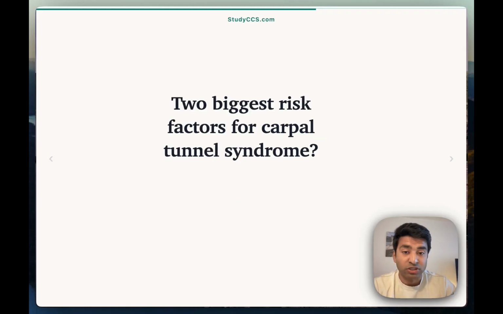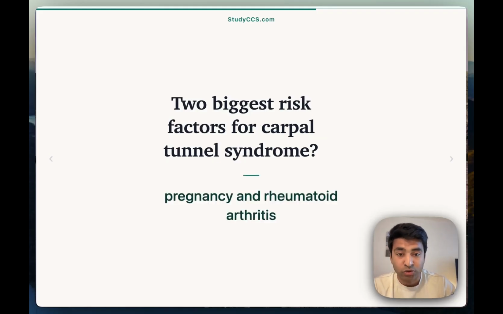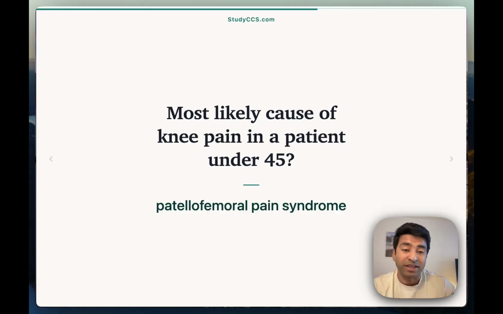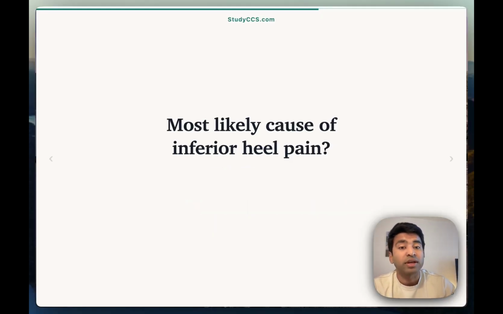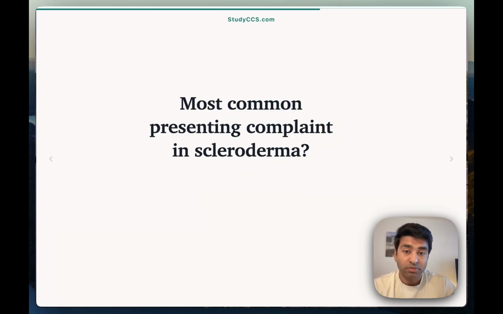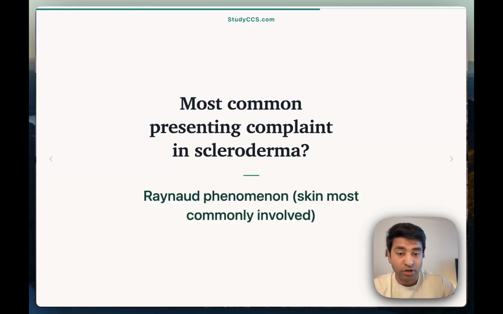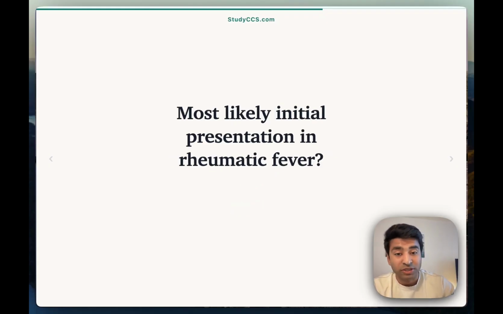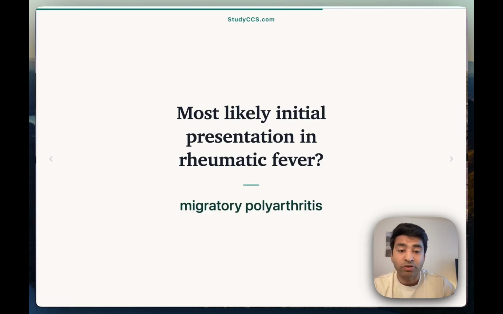Two biggest risk factors in carpal tunnel syndrome are pregnancy and then rheumatoid arthritis. Most likely cause of knee pain in a patient under 45 is patellofemoral pain syndrome. Most likely cause of inferior heel pain is plantar fasciitis. Most common presenting complaint in scleroderma is Raynaud's phenomenon. Most likely clinical presentation of myasthenia gravis is ptosis. Most likely initial presentation in rheumatic fever is migratory polyarthritis.